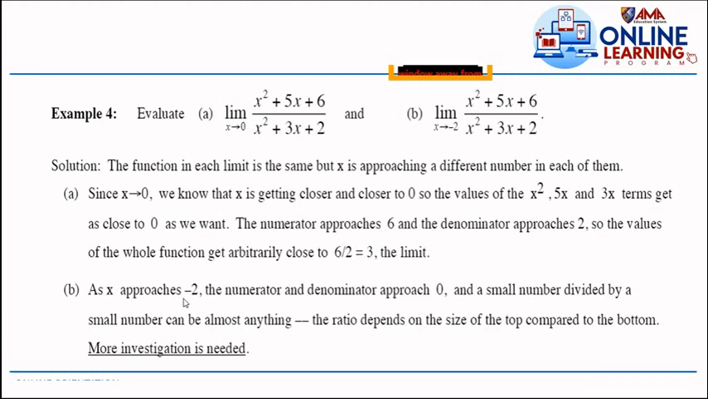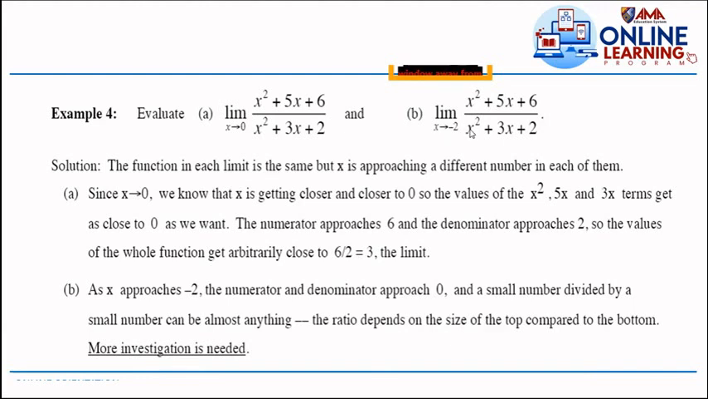As x approaches negative 2, the numerator and denominator approach 0. And a small number divided by a small number can be almost anything. The ratio depends on the size of the top compared to the bottom. So more investigation is needed. So doon sa letter B po natin, first we're going to try the algebra method. Although we're going to solve this one using the three methods.